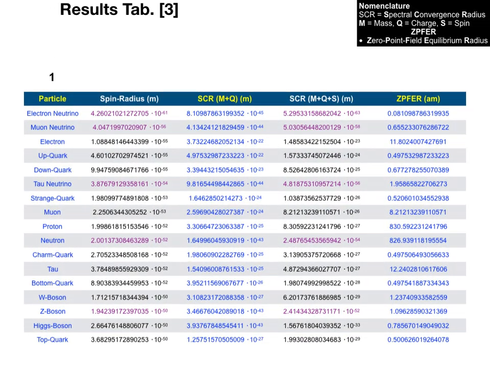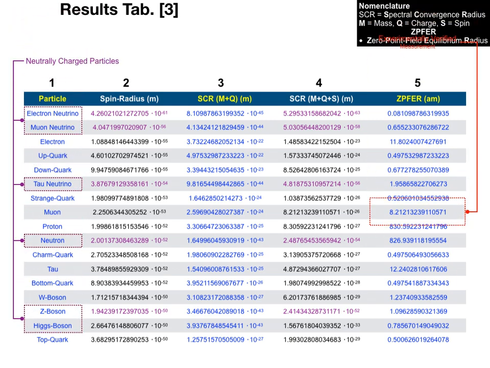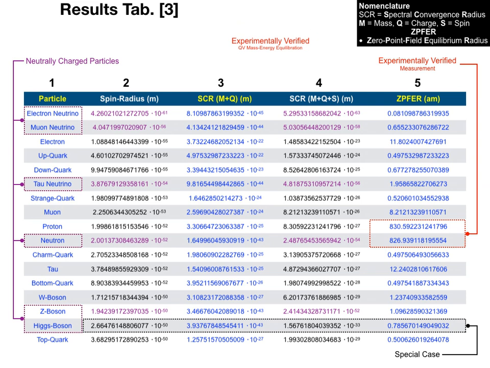In Table 3, we execute a side-by-side scale comparison. Firstly, we look at the spin radius as appears in column 2. This is the physical dimension which powers spin angular momentum from the dark reservoir of quantum potential energy via the zero-point field interface. Secondly, we look at the spectral convergence radius pertaining to mass and charge as appears in column 3.